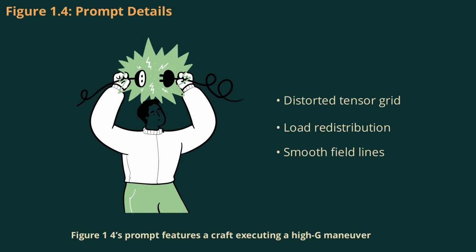Figure 1.4's prompt features a craft executing a high-G maneuver, angled sharply with internal systems visible. Compressed inertial tensor zones and expanded regions are shown as a distorted tensor grid, with load redistribution arrows. External field lines wrap smoothly around the hull, indicating environmental decoupling. The style is technical, with realistic lighting and ultra-detailed 4K realism.